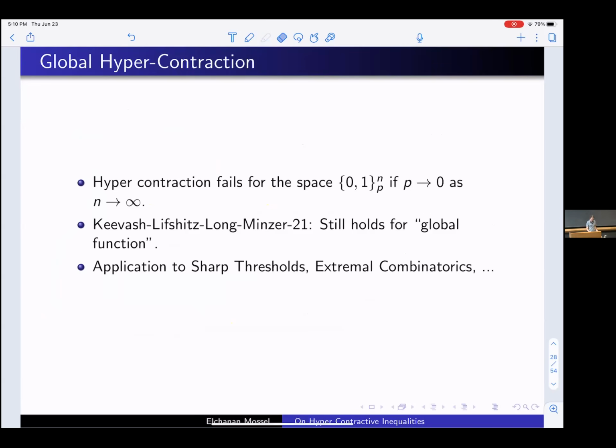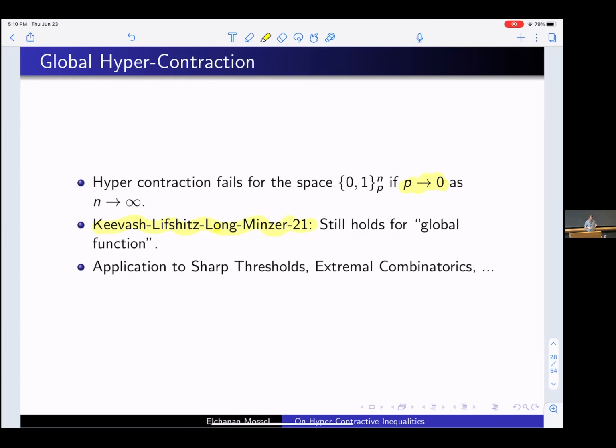Like we said before, if you look at the biased cube where you toss your coin and it's very biased, then you don't have hypercontractivity; it's easy to show that it fails. But still, there was a redemption. Recent work by Keevash, Lifshitz, Long and Minzer showed that you have hypercontractivity for global functions, and global functions are functions that are not too local. They have a technical definition for what it means to be a global function.